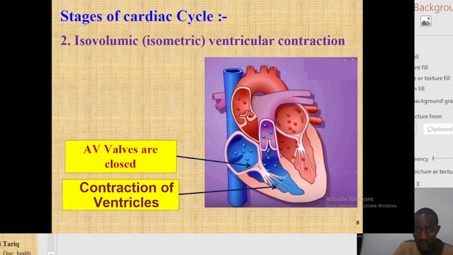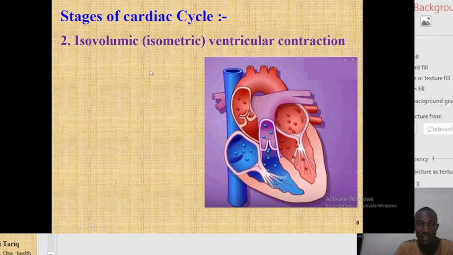Then, as the ventricles contract, pressure within the ventricles will be much more than in the respective blood vessels. This results in the opening of these semilunar valves. These semilunar valves will be opened, but the AV valve which separates the atrium and the ventricle will be closed. When the semilunar valve opens, blood will be ejected into the respective blood vessels. It takes us to the third step that we call the ejection phase.